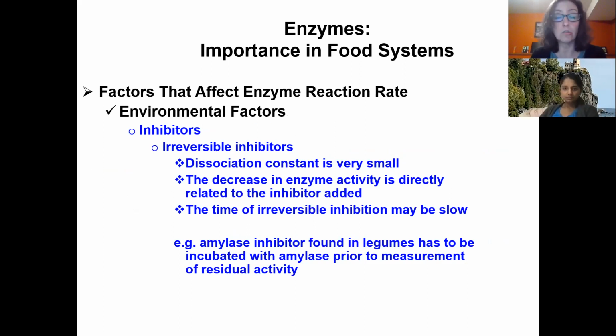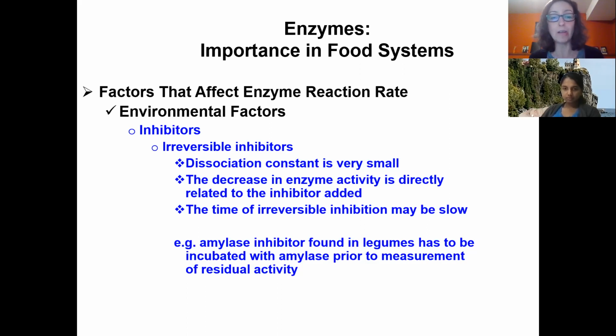So one is the irreversible inhibitor category, and this means that it binds and it doesn't leave. The dissociation constant is very small. So the decrease in enzyme activity in this case is directly related to the concentration of the inhibitor. Some inhibitors that are irreversible take a long time to bind. So it's a slow reaction, but once they bind, they are irreversible.